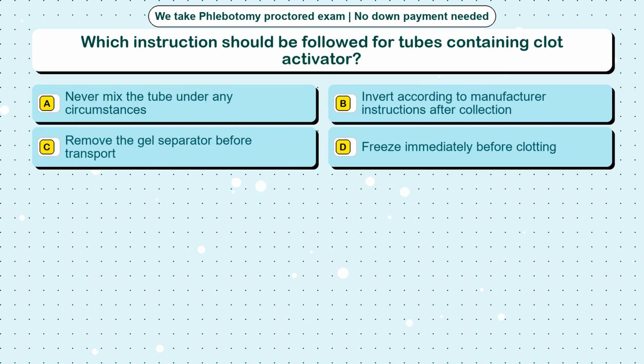Question 88. Which instruction should be followed for tubes containing clot activator? Option A, never mix the tube under any circumstances. Option B, invert according to manufacturer instructions after collection. Option C, remove the gel separator before transport. Option D, freeze immediately before clotting.